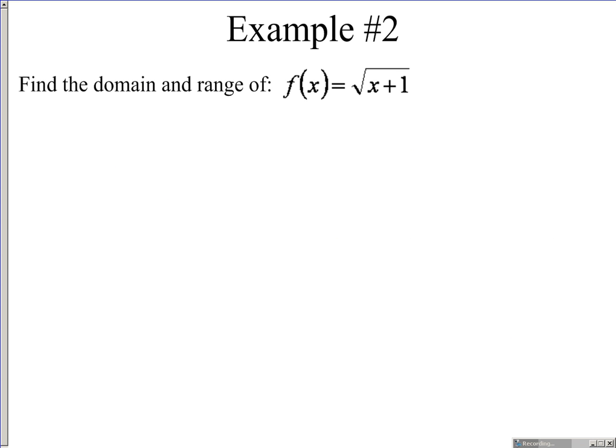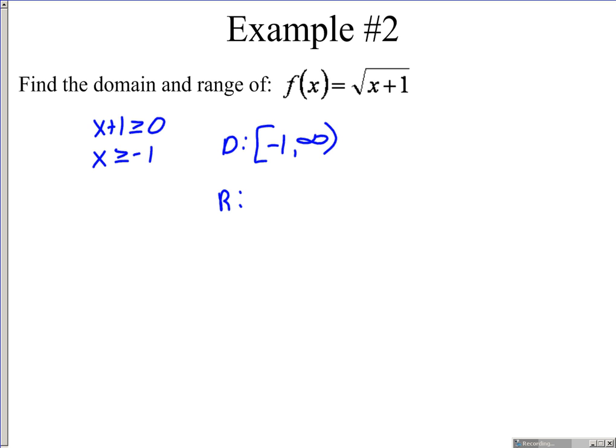Find the domain and range of the function. F of x equals the square root of x plus 1. Let's start with domain. We can find that algebraically pretty easily. In this case, we have an even index radical. So I know we have a possible domain restriction because the stuff underneath the radical can only be greater than or equal to 0. Solve that. X has to be greater than or equal to -1. So there's our domain, from -1 out to infinity.